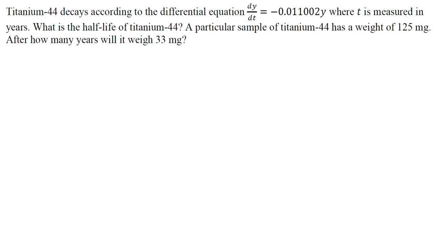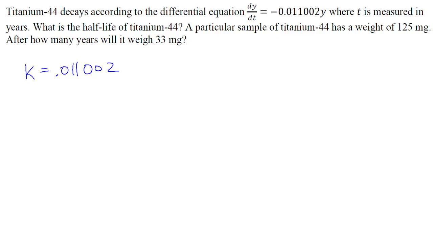And so what we need to recognize here is that when we have the differential equation dy dt equals ky, that's an exponential growth or decay formula. If there's a negative in front of it, it's decay. And if there's not a negative in front of it, it's a growth formula. That's kind of one of the whole points of these problems: the differential equation dy dt equals ky gives us exponential growth or decay when we solve it. So our k value here is just 0.011002.